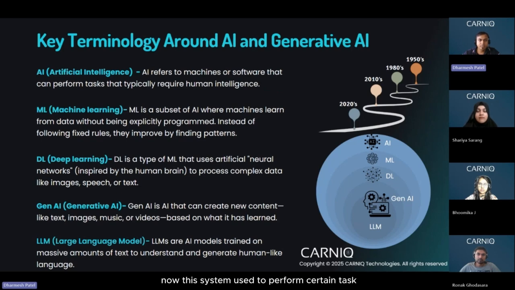Now these systems used to perform certain tasks, and in the 1980s, maybe in the early 1990s also, the next term that became popular and interesting is machine learning. So for machine learning, you can see the definition here. ML is a subset of AI where a machine learns from the data without being explicitly programmed.